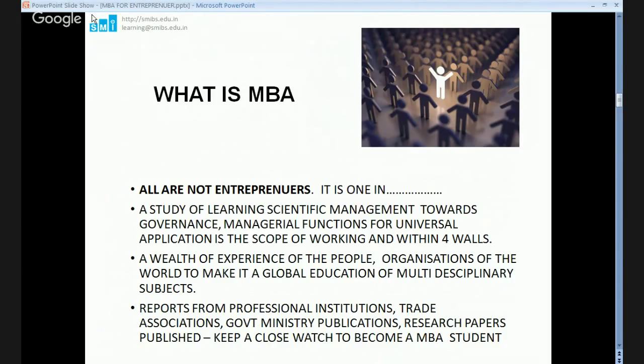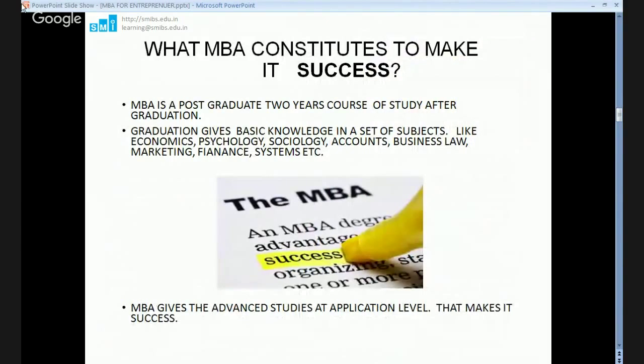How to generate reports from professional institutions, how a person gets the idea. There are plenty of reports available in professional institutions, trade associations, government ministry publications, and research papers published in the whole of the world. You know, MBA studies always make a man, giving him practical thinking. MBA studies go majorly by case studies. Cases happening all over the world are taken and given as an exercise on how to take decisions and what kind of decision you want to take.